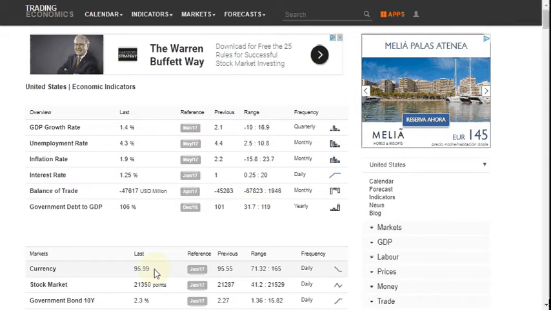The currency, the dollar, is still strong, nearly 96 points, and the stock market is still at market highs. We have resistance at 21,500, and the government bond yield, the 10-year note, is at 2.3%.